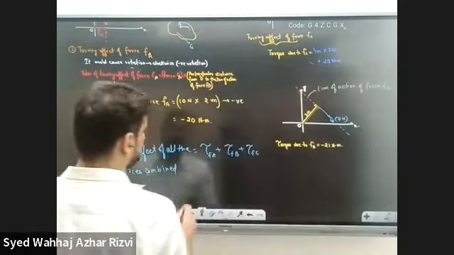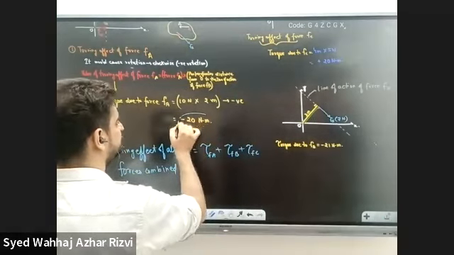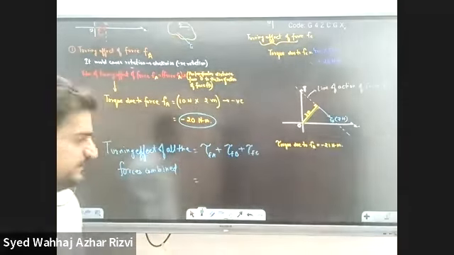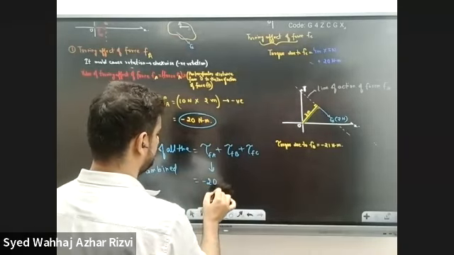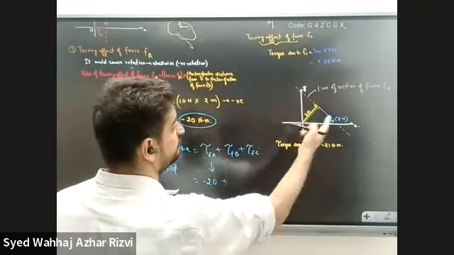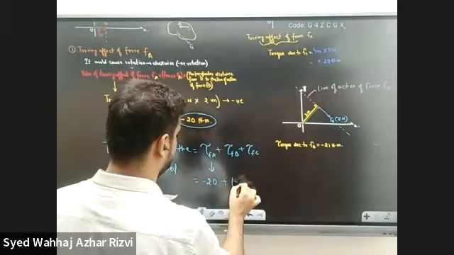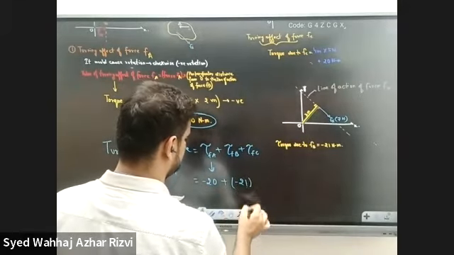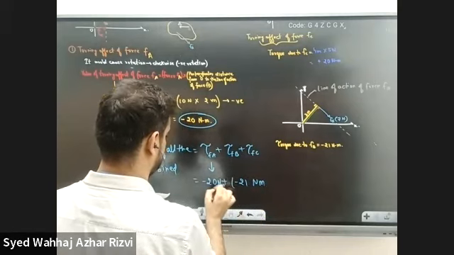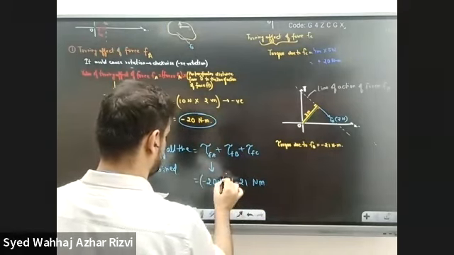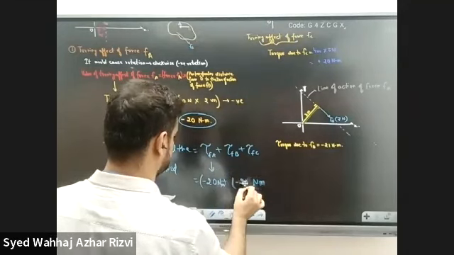What is torque due to FA? It is negative 20 Newton meter, right? So torque due to FA would be minus 20 Newton meter. Torque due to FB would be negative 21 Newton meter.